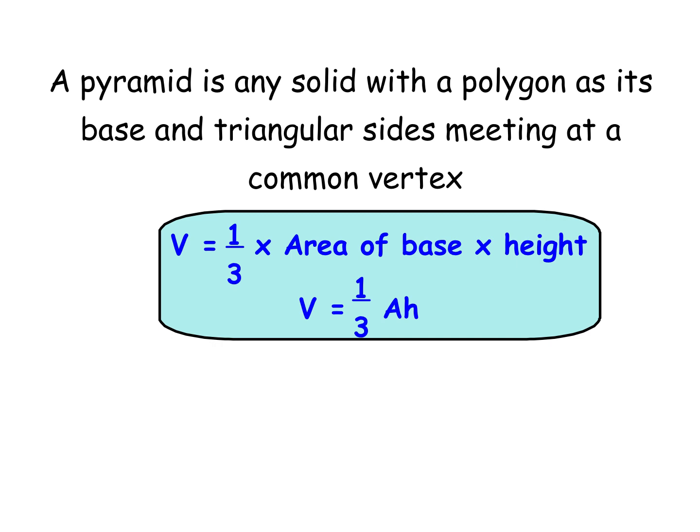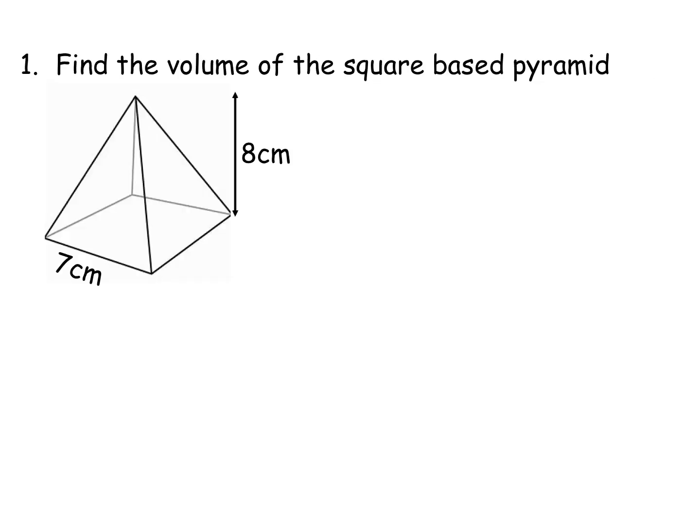Now here is the formula for the volume of a pyramid. It is a third of whatever the area of the base is times its height, which we shorten to a third AH. Now this is on your formula sheet, but it's up to you to remember that A stands for the area of the base. We're going to go straight into some examples.